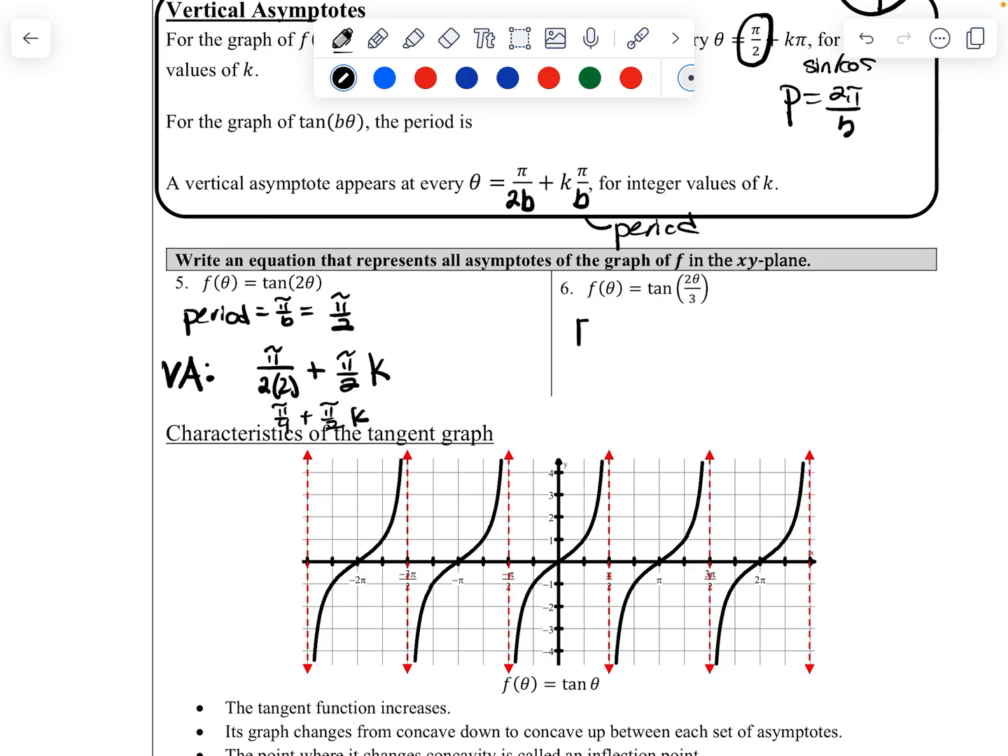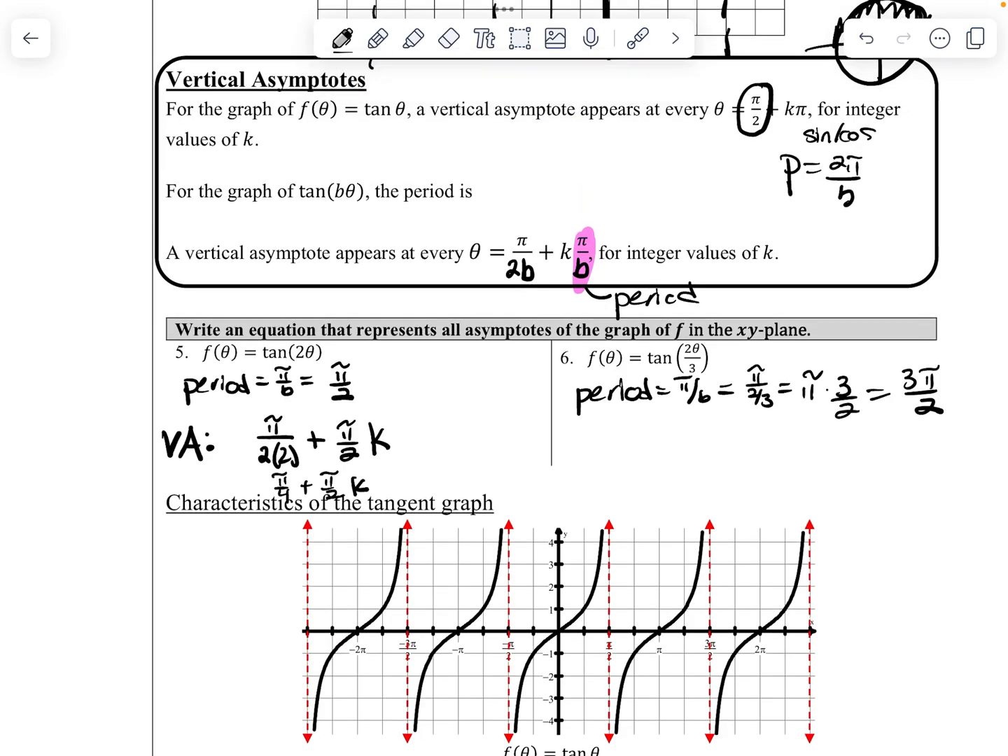So for our next one, again, our period is pi over b, so that's pi over 2/3. And again, that's pi times 3 over 2, so we have 3 pi over 2. That's our period, because again, as a reminder, it repeats every period here. And I guess I forgot to write that in there. I mentioned our period is pi over b. Sorry about that, you guys.